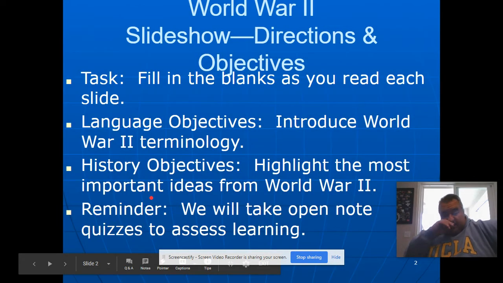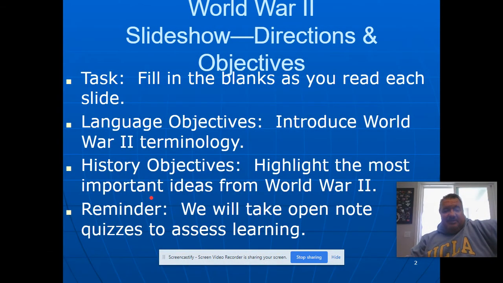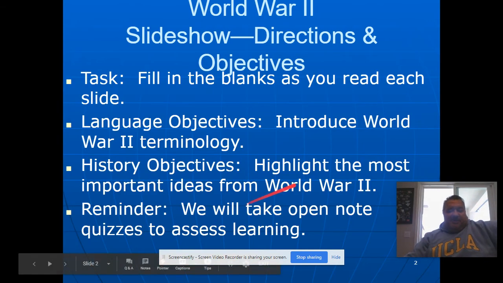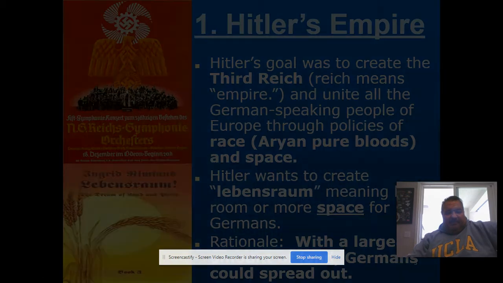As you're going through the slideshow, hopefully you filled in the blanks, as I suggested earlier. The main goal here is to introduce key World War II terminology and highlight the most important ideas from World War II. Remember, we will be taking open note. There may be open note quizzes to assess the learning. We'll see. Maybe there'll be a spot to respond. I'm not sure. Just make sure you're following and understanding it the best you can.